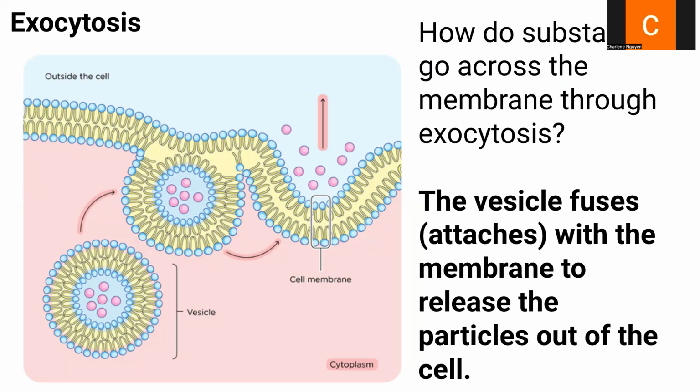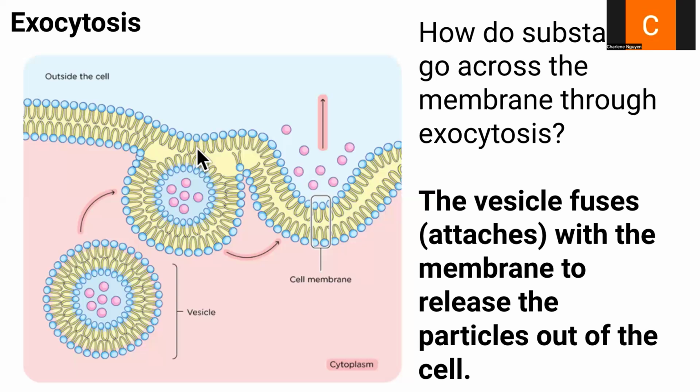If it can't simply go across the membrane, or can't go from low to high concentration, we need to just get it out. The first thing that happens is the vesicle, a membrane-bound organelle that surrounds the substance, is going to fuse with the phospholipid bilayer of the cell membrane. So it's going to attach to the phospholipid bilayer of the cell membrane.